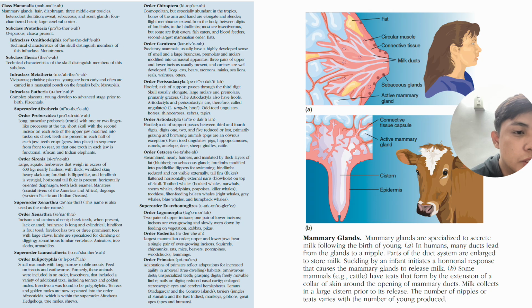Then you have the order Sirenia, which includes manatees of the coastal rivers of the Americas and Africa and the dugongs of the western Pacific and Indian Ocean. They are large aquatic herbivores that weigh in excess of 600 kilograms, nearly hairless with thick, wrinkled skin and a heavy skeleton. The forelimb is flipper-like, and the hind limb is vestigial.